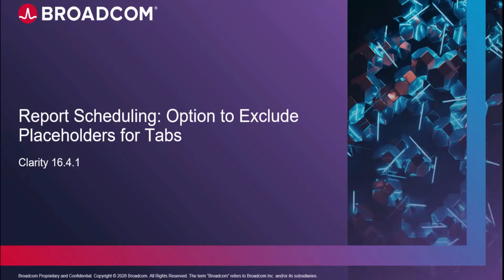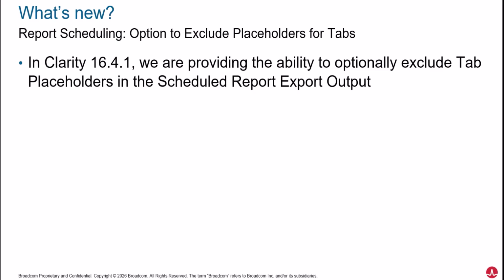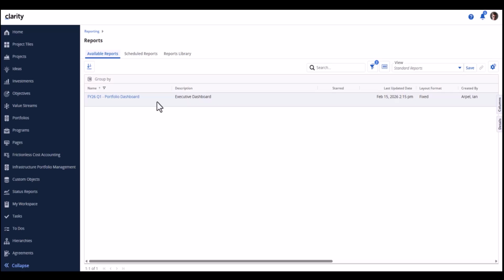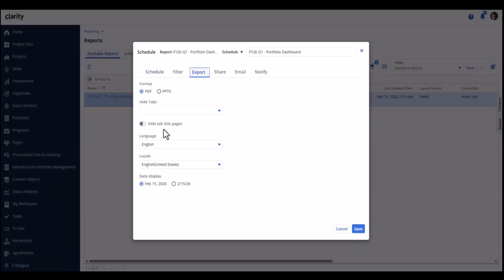Report scheduling option to exclude placeholders for tabs. In Clarity 16.4.1, we are providing the ability to optionally exclude tab placeholders in the scheduled report export output. The hide tab title pages toggle is available under the export tab of a scheduled report. So let us go to schedule and go to export, and we can see that the hide tab title pages toggle is available here. By default, the toggle is off and is only available as part of scheduling a report.